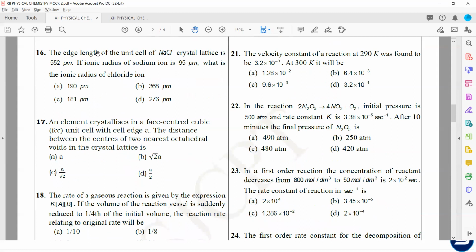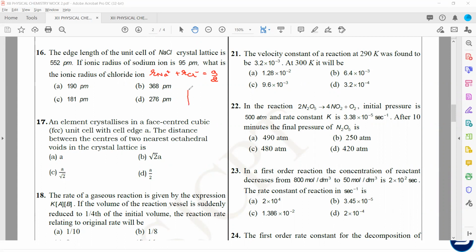Next, the edge length of the unit cell of NaCl crystal lattice is 552 picometer. If ionic radius of sodium ion is 95 picometer, what is the ionic radius of chloride ion? What is the relation to be used? R of Na plus plus R of Cl minus is equal to A by 2.